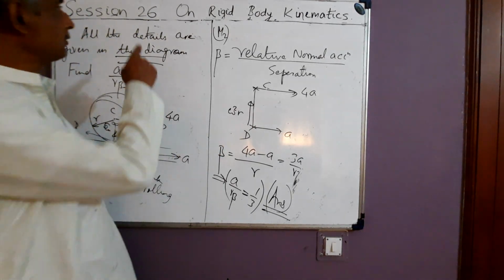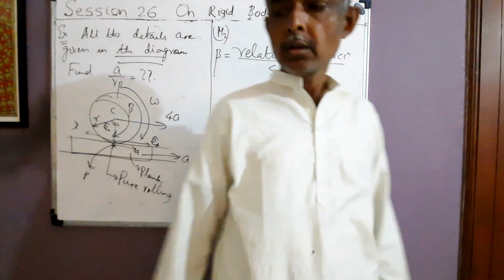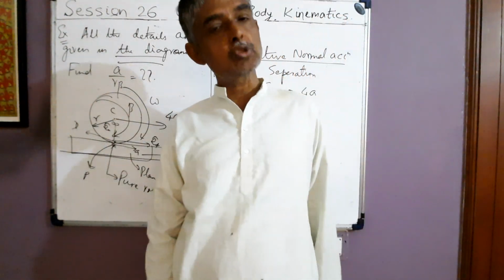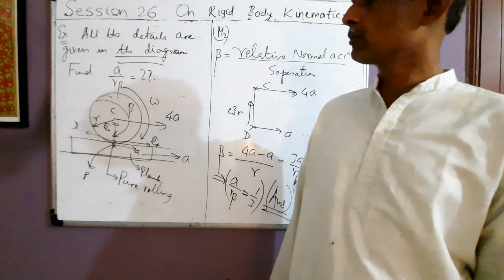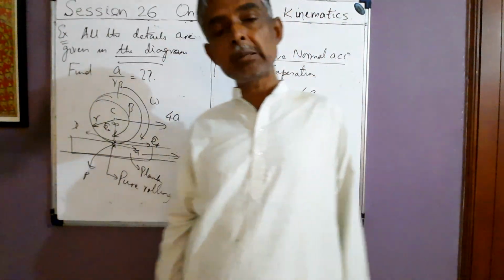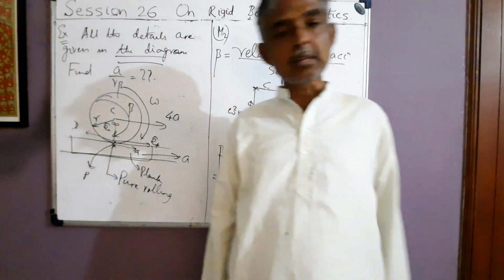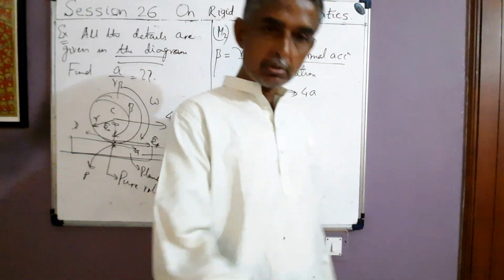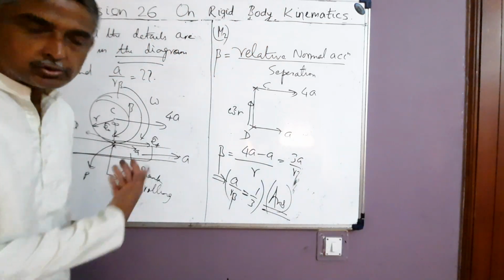So this was the 26th video on rigid body kinematics. The next two or three videos will also be on the same chapter. Then we'll pass over to the last chapter on rigid body kinematics, that is the concept of instantaneous center of rotation, the IC concept, a very important concept. That will be discussed in the coming videos. So I close it here.